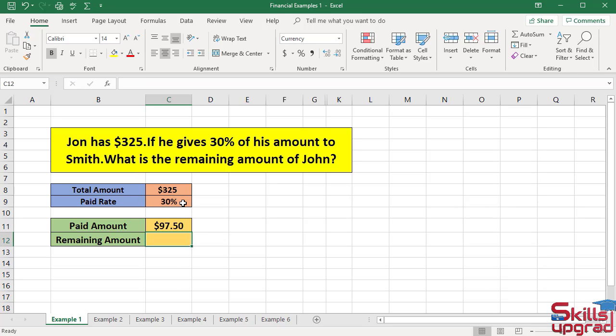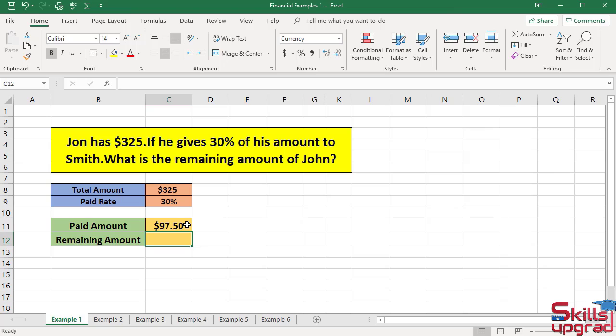Excel returns paid amount $97.50 in this cell with 30% rate. John gives to Smith 30% amount. In this cell, I have calculated 30% amount is $97.50.